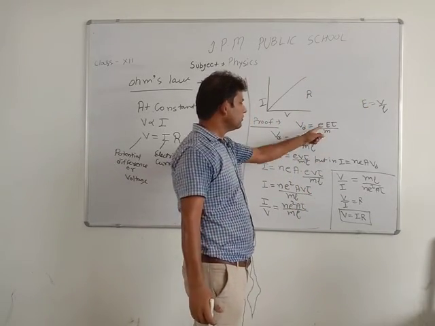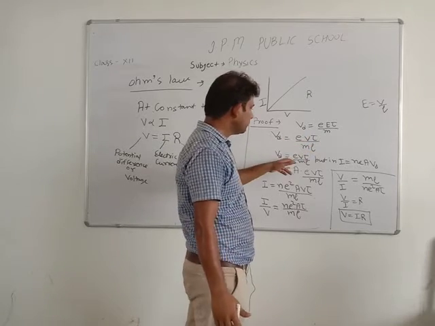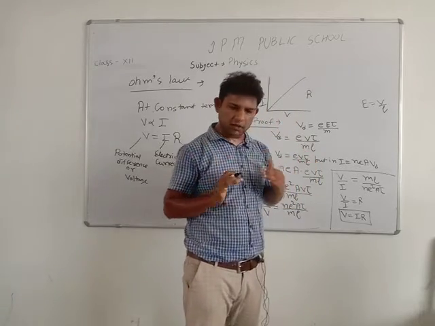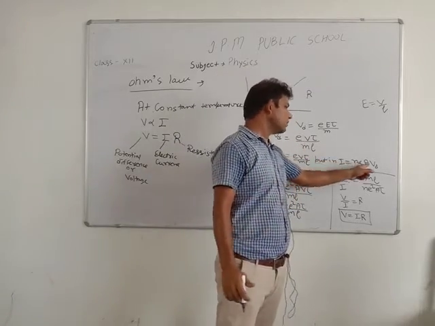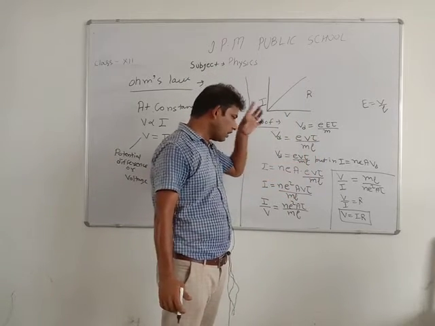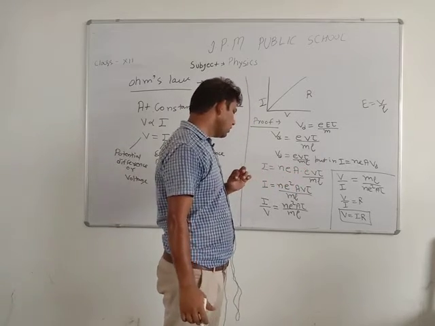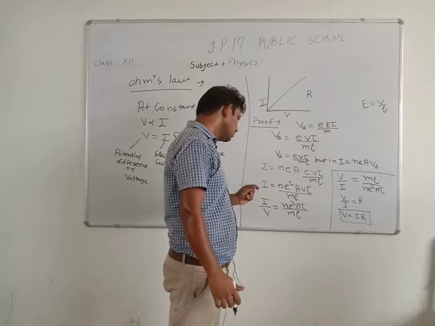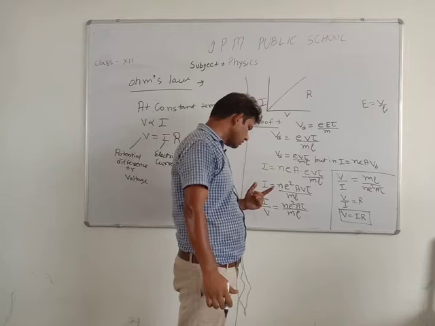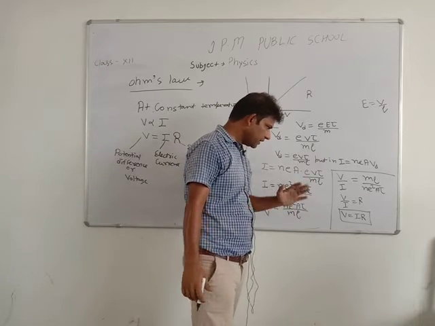Then we put the value of E, that is eV tau upon mL, in the equation, the relation between drift velocity and electric current which we derived: I equal to n e A vd. So I equal to n e A, and the value of vd is eV tau upon mL, which we put in. n e square A V tau upon mL. So I upon V equal to n e square A tau upon mL. Then we reverse this equation, that is V upon I equal to mL upon n e square A tau.